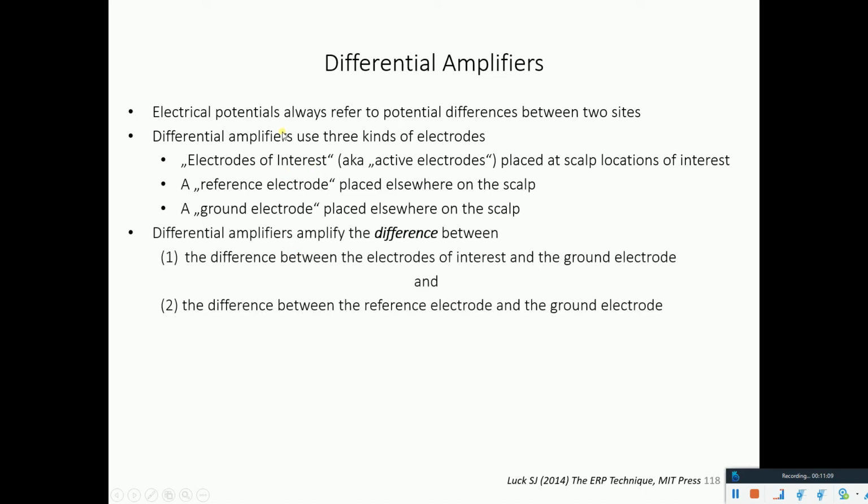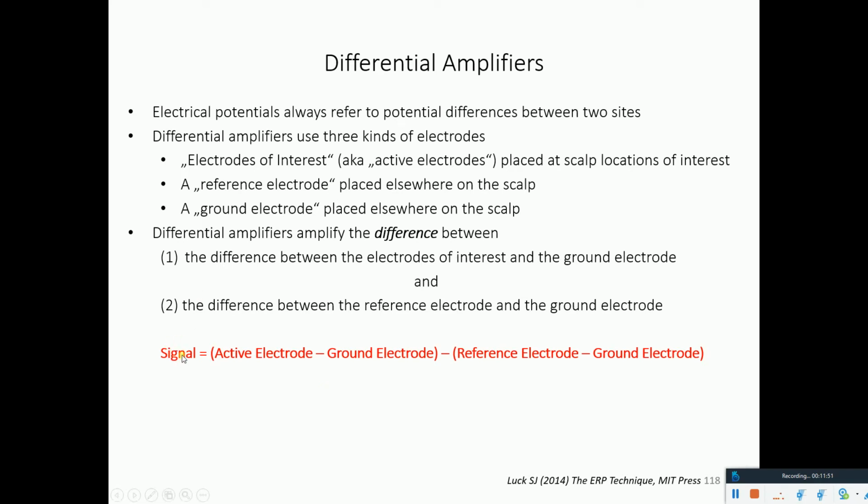Now, these differential amplifiers amplify the difference, hence differential, between the following. The difference between the electrodes of interest and the ground electrode, so that's a difference. So they measure something at the electrodes of interest and at the ground electrode, and the difference between those is amplified so that we can digitize it. And the difference between the reference electrode and the ground electrode is also evaluated, and then the difference between these two differences is evaluated.